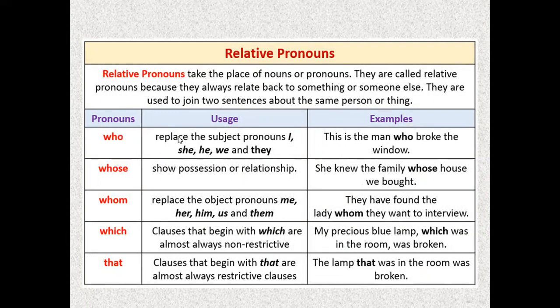Who replaces the subject pronouns I, she, he, we, and they. For example, this is the man who broke the window. Whose shows possession or relationship. For example, she knows a family whose house we bought. Whom replaces the object pronouns me, him, her, us, and them. They have found the lady whom they want to interview.